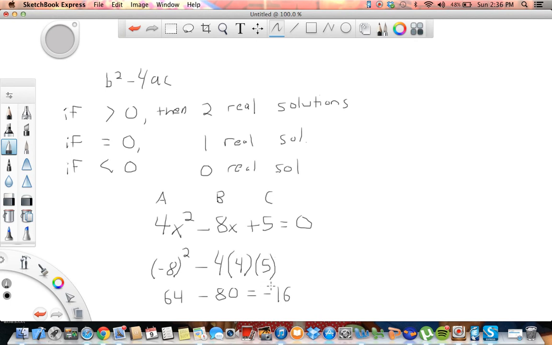If we had one that came out to a bigger number, so let's say it came out to a positive 16, and it doesn't, that would mean there are two real solutions, and we use the discriminant b squared minus 4ac to figure this out. And then again, if it came out to equal 0, that means there's only one real solution.